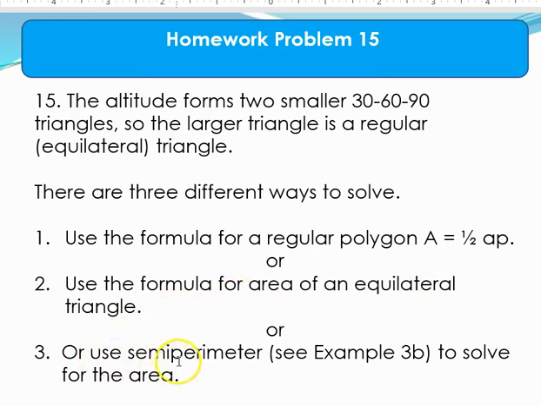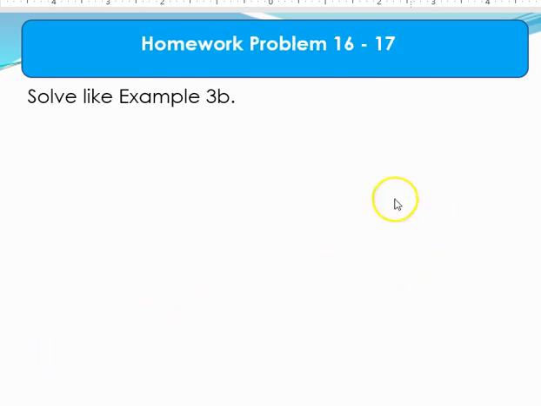Or you can use the semi-perimeter, and this is from example 3b, and then apply it to the formula for the area to solve. So whichever way you're more comfortable with. Of course, I prefer number 3 because that's what the lesson's all about, but it's up to you. Homework problems 16 and 17, solve like example 3b.